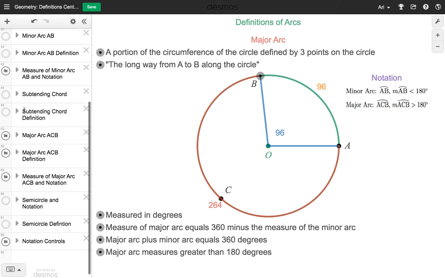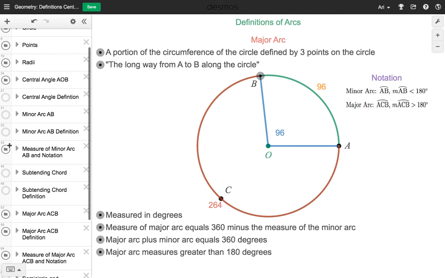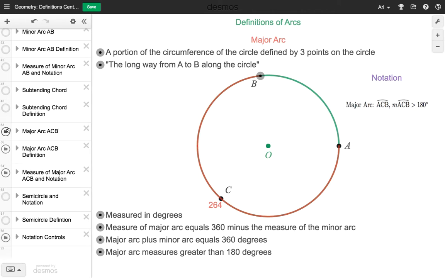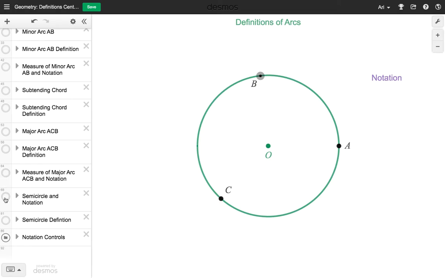Now, you might be thinking to yourself, well, we know what happens when an arc is less than 180. We know what to call it when it's greater than 180. But what if it's exactly 180? Well, that's something that you have probably already seen in your experience here. And that is a semicircle. So a semicircle, if I turn everything off here, semicircle.